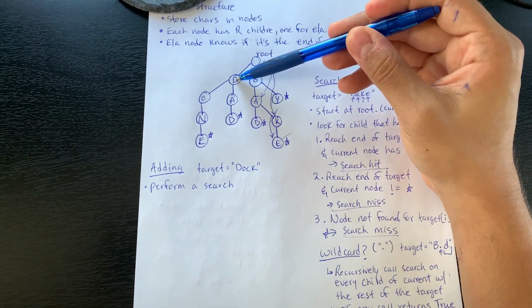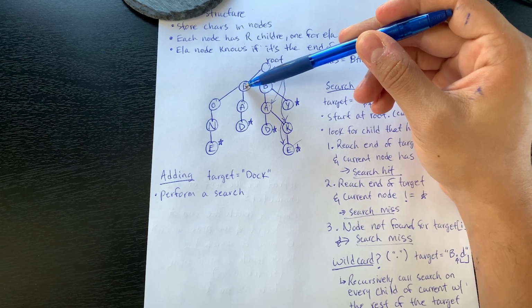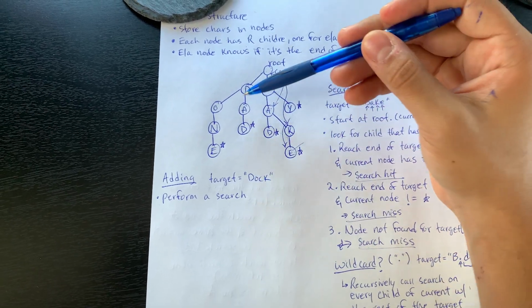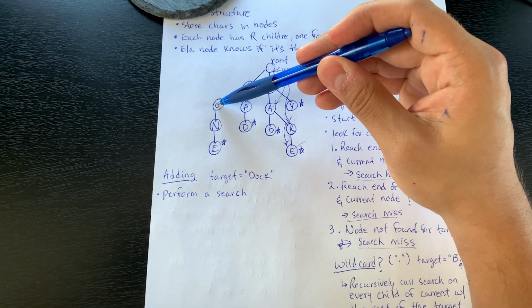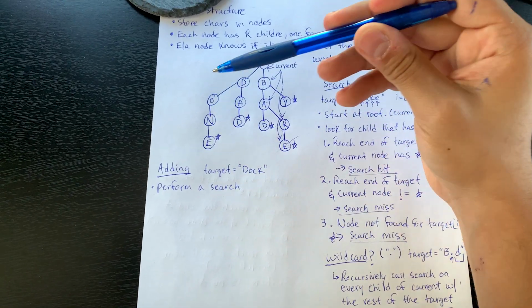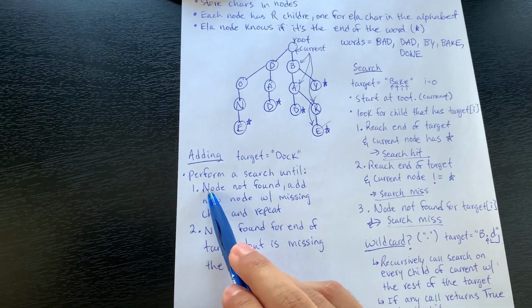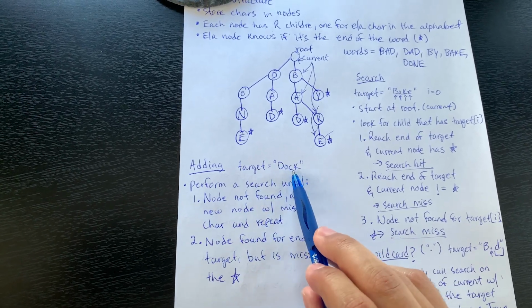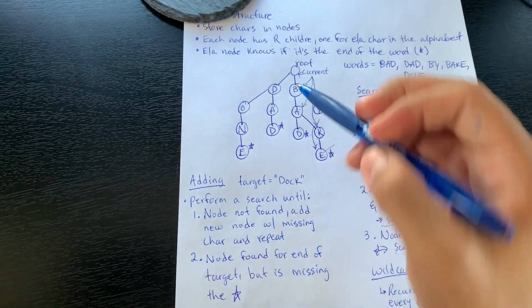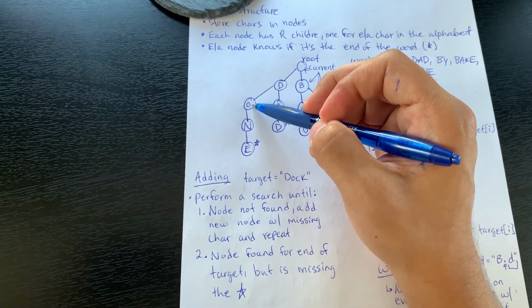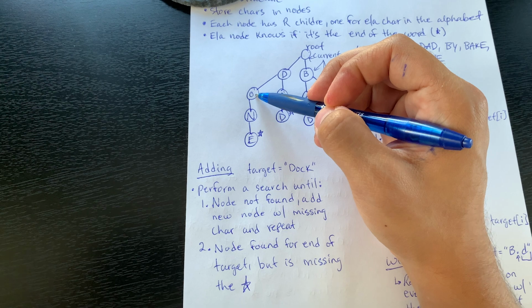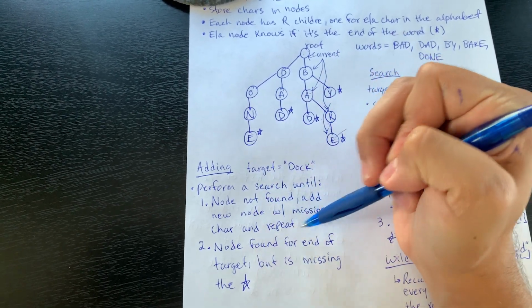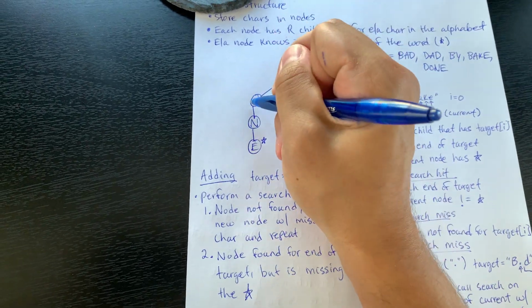We'll traverse here and mark this as our current node. From here, we'll look for the next character, O. In that case, we'll traverse to this node. Now, as we're traversing, one of two things can happen. So one, the node that we're looking for is not found. So in our case, when we reach C in our search, we can see that O, which is our current node, does not have a child that's a C. So in this case, we'll add a new node with the missing character and we'll repeat that process.